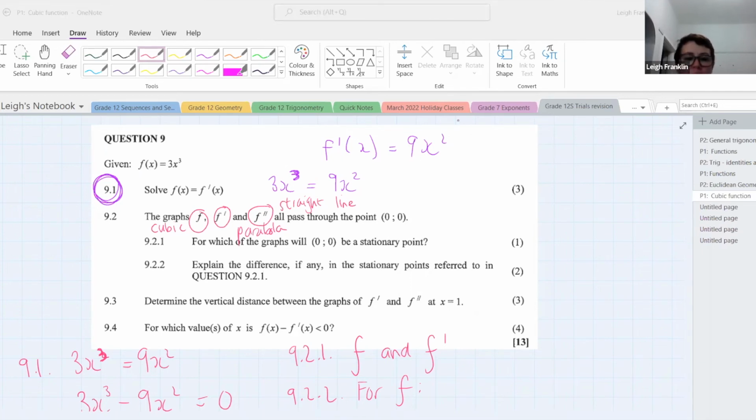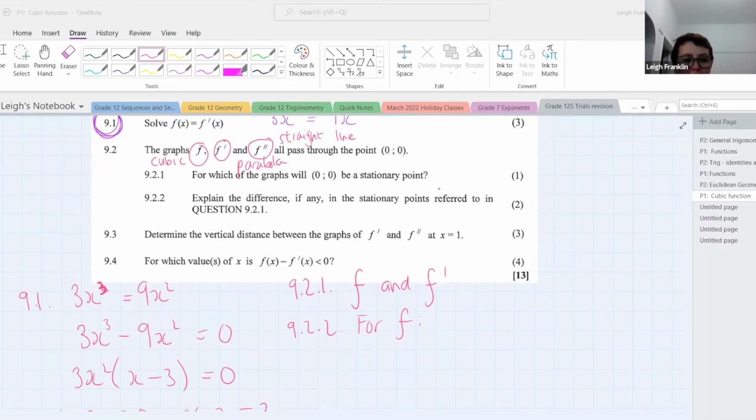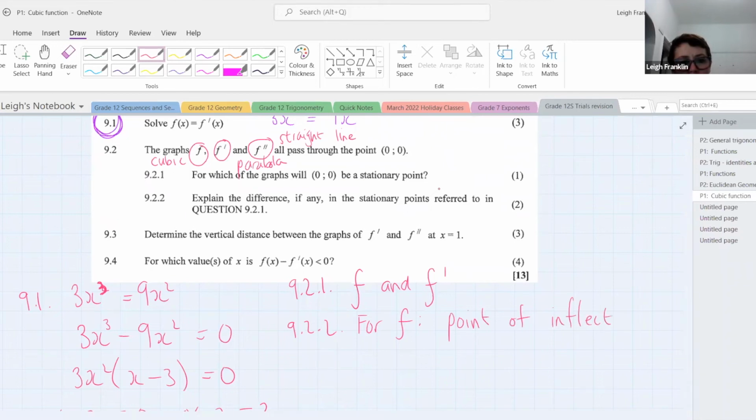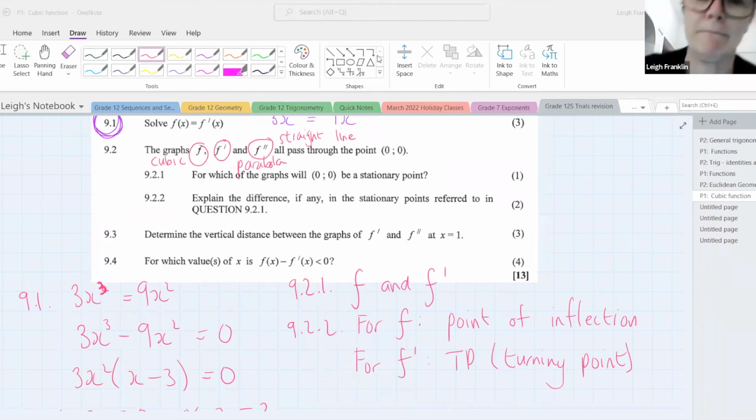Absolutely, it's a point of inflection. Good, well done. Okay, so for f, it is a point of inflection. For f prime, it is a turning point. There we go.